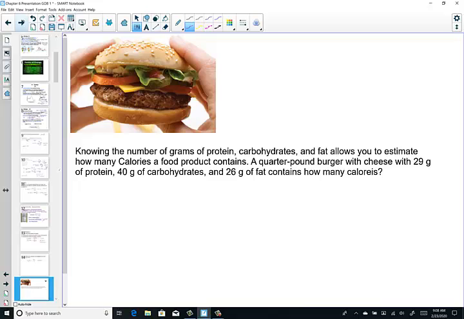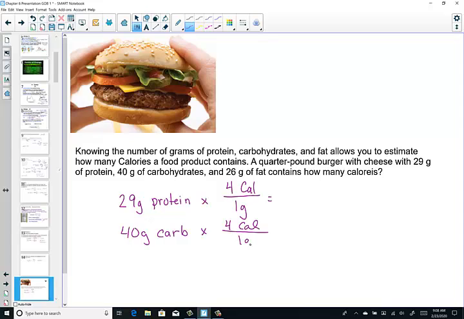Knowing the number of grams of protein, carbs, and fats allows you to estimate the food calories of any food product. So here's a 1/4 pounder with cheese. We have 29 grams of protein. Each gram will release 4 food calories. We have 40 grams of carbohydrates, and that would also release 4 calories for every 1 gram. And there's 26 grams of fat, and that's going to release 9 calories for every 1 gram.